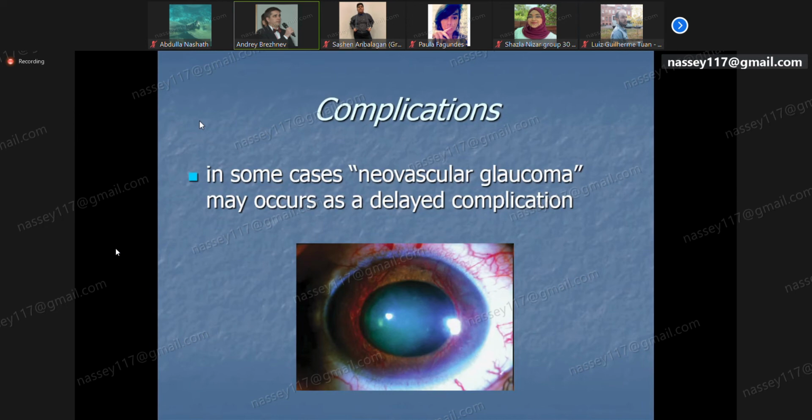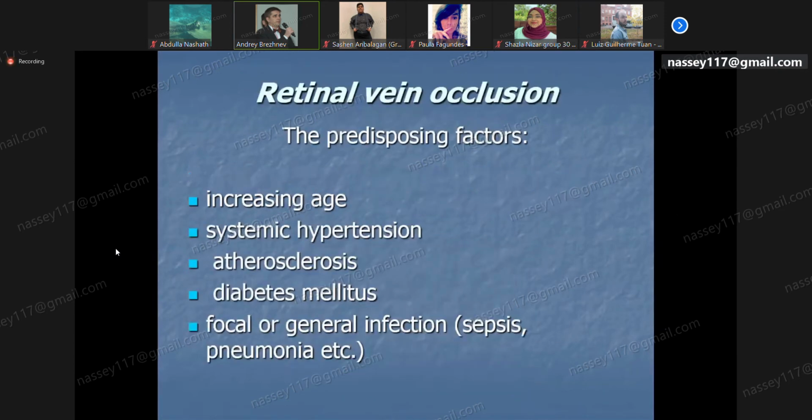Okay, let's continue our today's talk. The next topic for discussion is retinal vein occlusion.